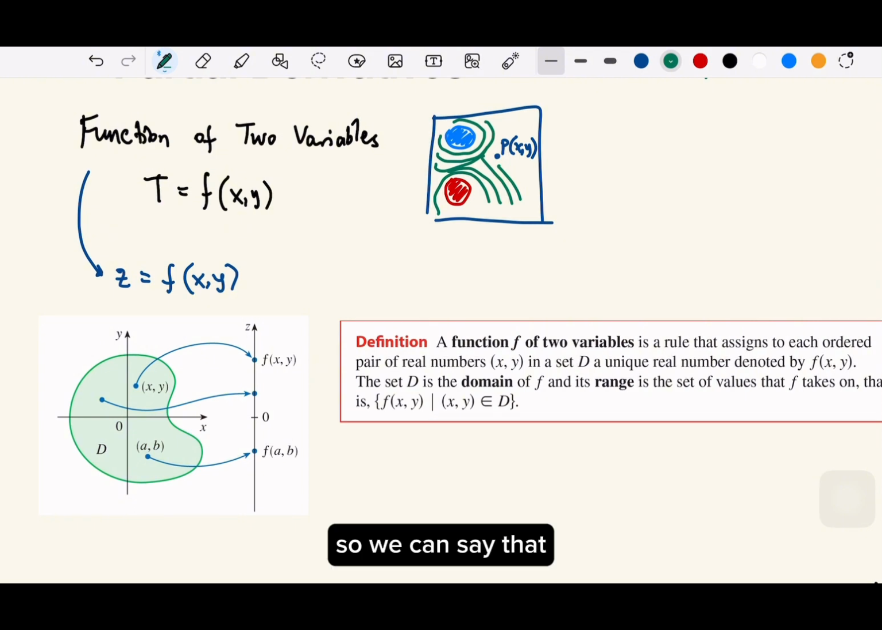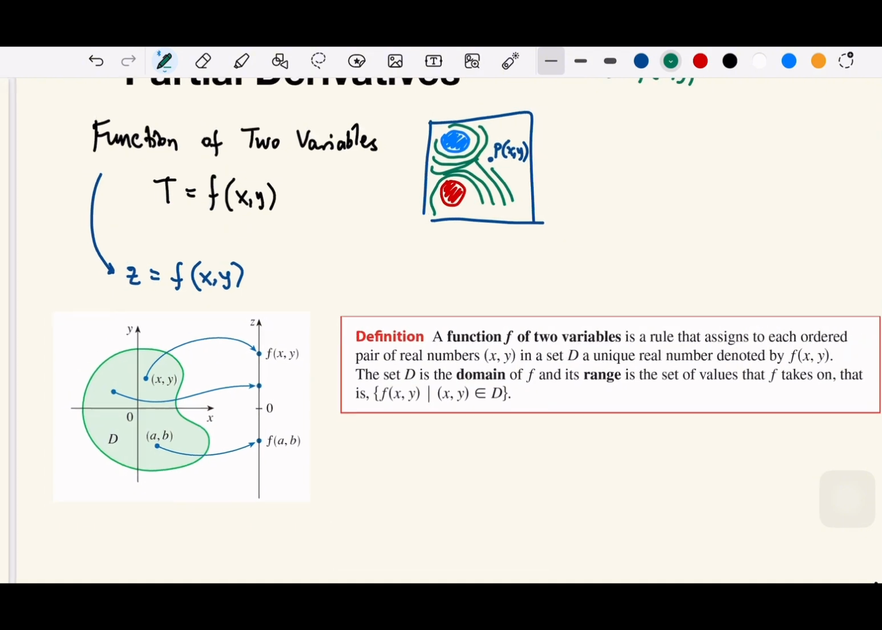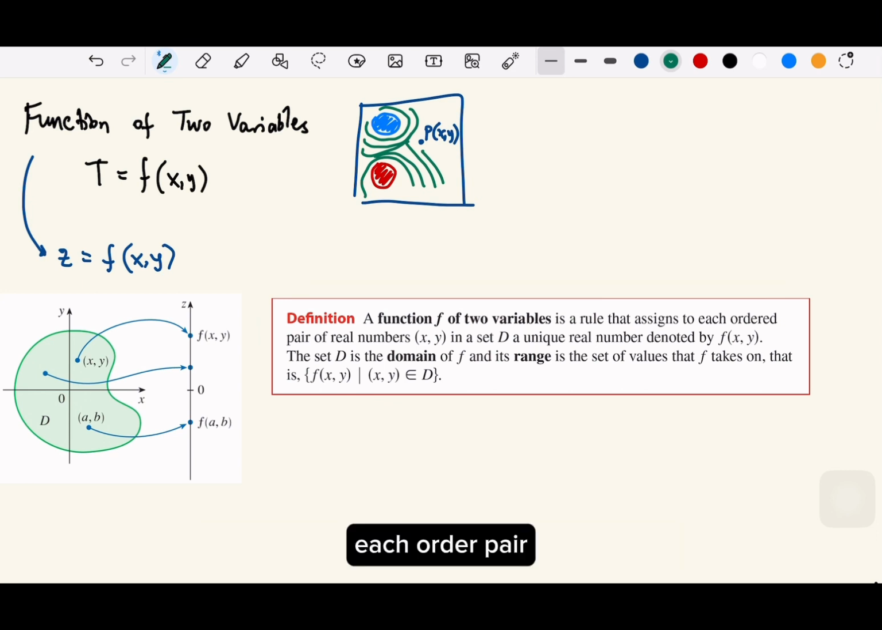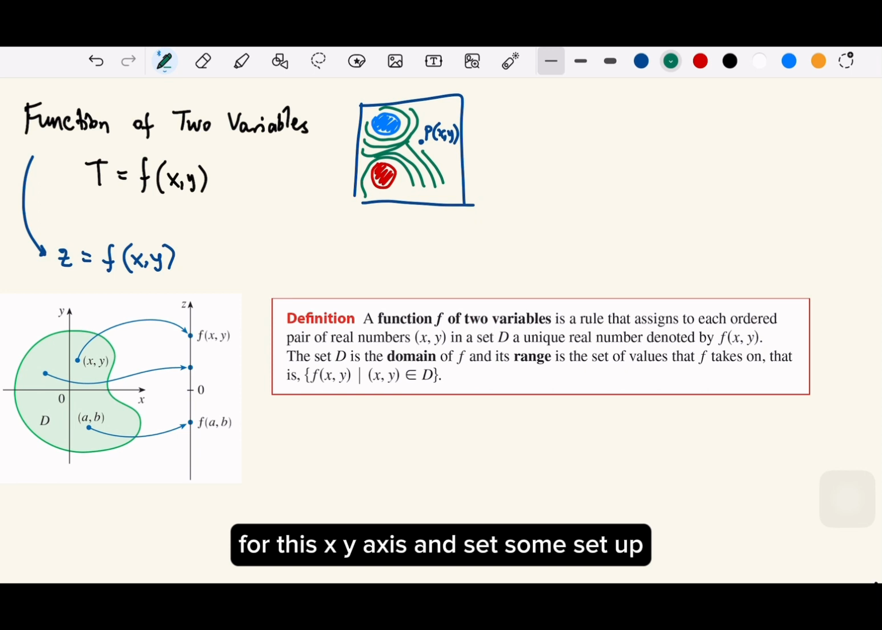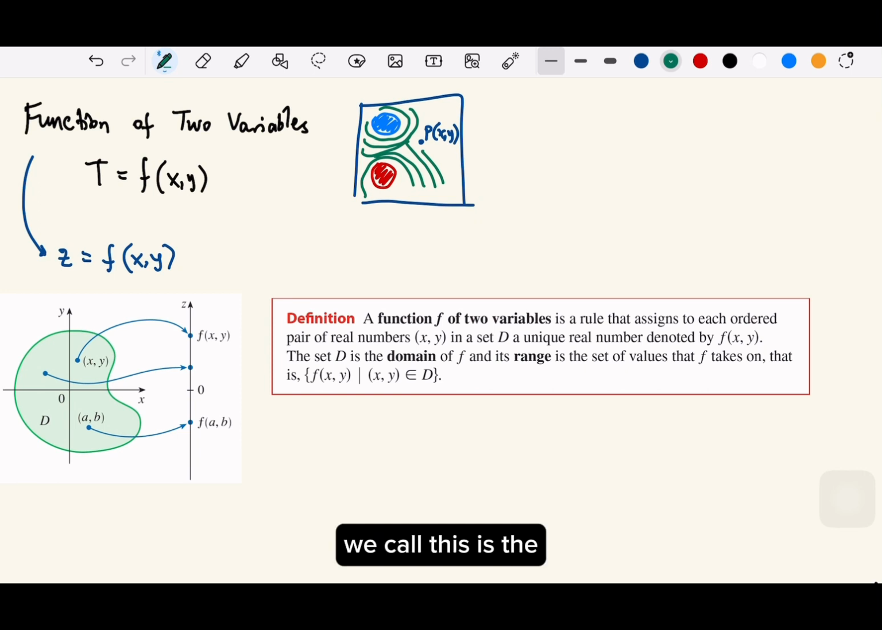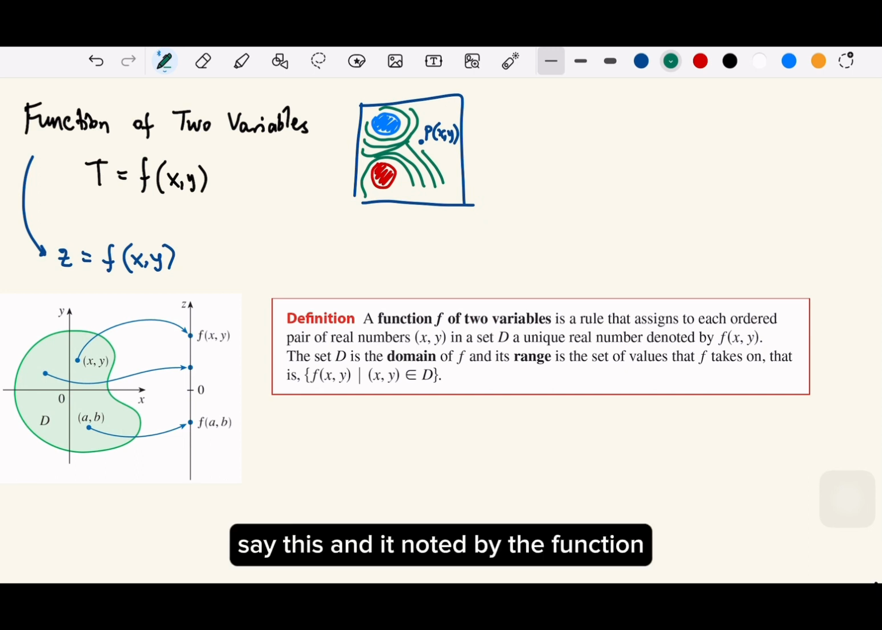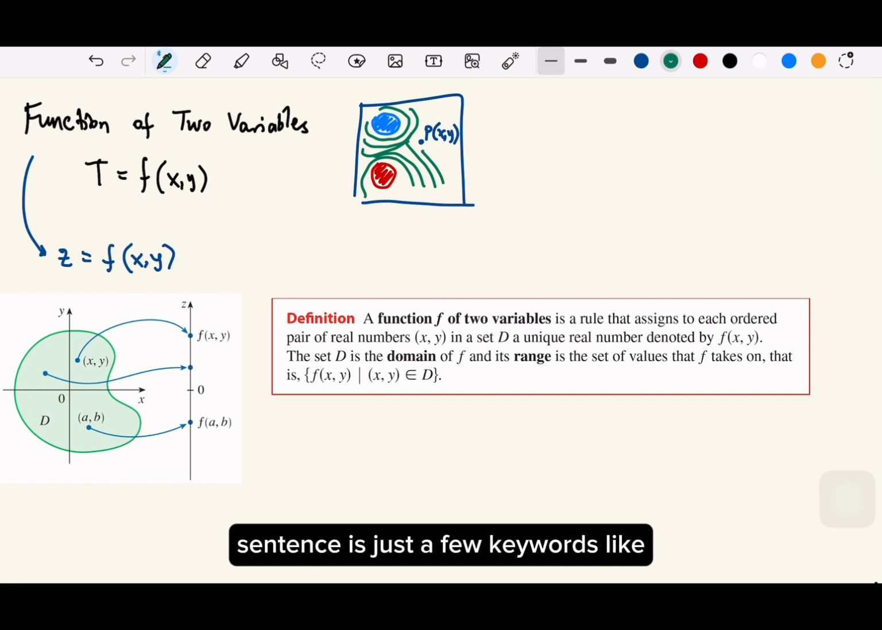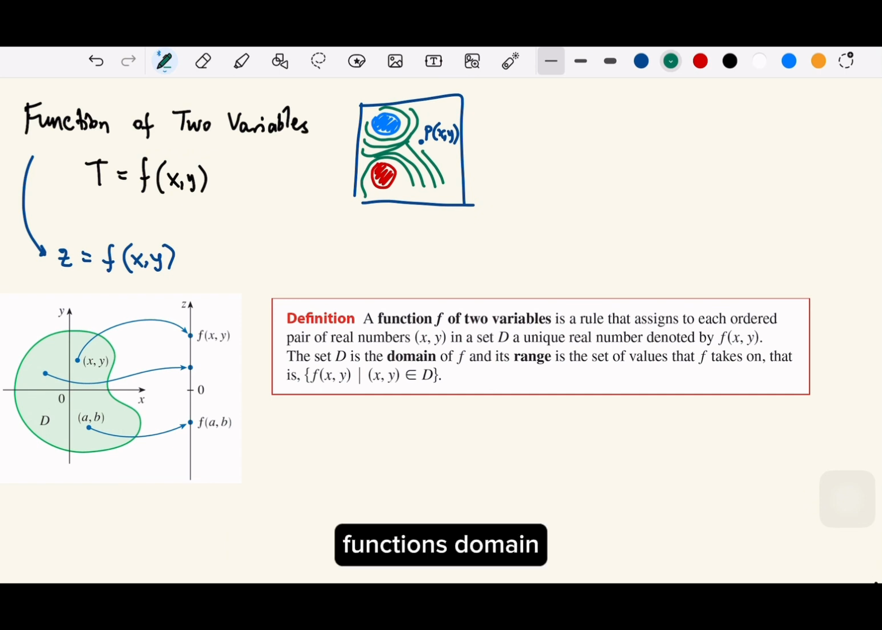So we could say that a function of two variables assigns to each ordered pair in this x, y plane, some set, which we call D, the domain, denoted by the function. D is the domain of f, and its range is the set of values of f, that is this. You don't need to write the whole sentences, just a few keywords like function, domain. I think just that.